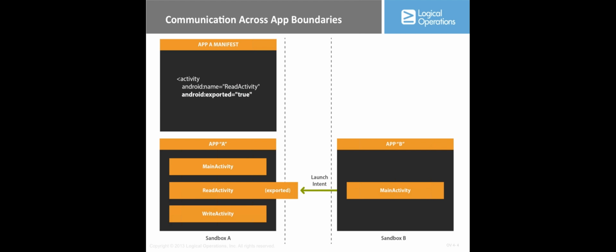So, communicating across the application boundaries, right? Now we're breaking out of the sandbox. We're breaking out of the protected zone, if you will. The way that we identify within the Android platform to break out of the sandbox, to break out of the protected zone, is in the app manifest.